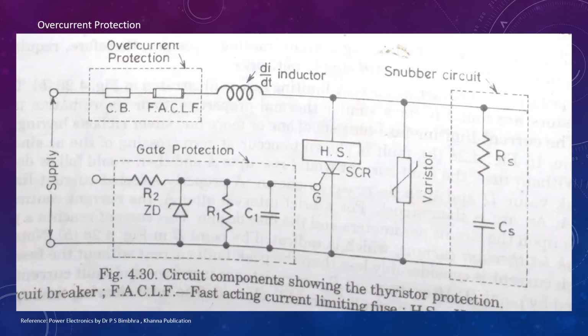Thyristors have small thermal time constants. Therefore, if a thyristor is subjected to overcurrent due to faults, short circuits, or surge currents, its junction temperature may exceed the rated value and the device may be damaged. There is thus a need for the overcurrent protection of SCRs. As in other electrical systems, overcurrent protection in thyristor circuits is achieved through the use of a circuit breaker and a fast-acting current-limiting fuse as shown in the figure.